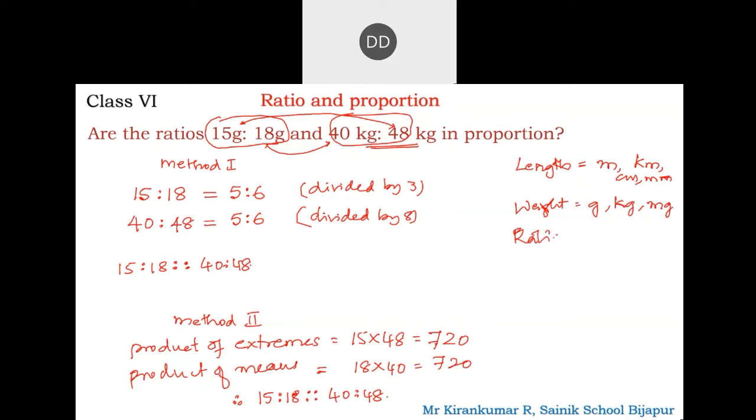Is there any unit for a ratio? No, sir. Why is there no unit? It has got no unit. Why does it have no unit? Sir, we can measure all. No, that's not the reason.